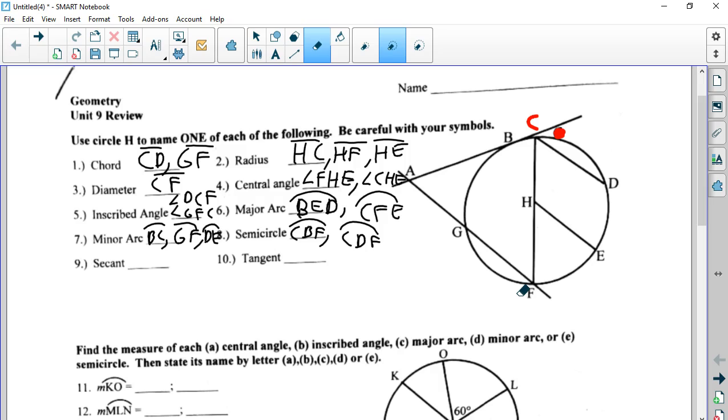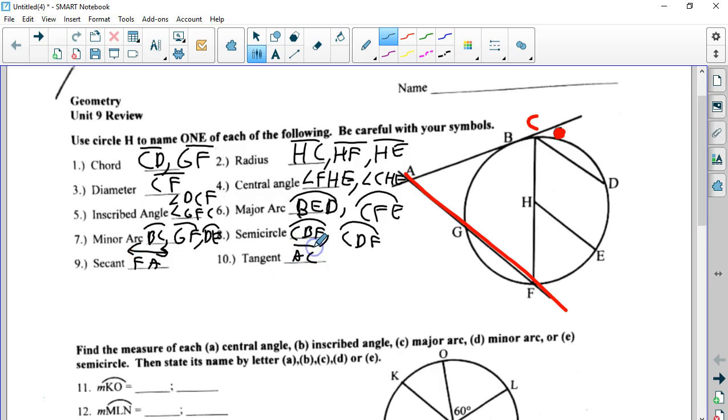A secant. A secant goes through the circle. So the only one we really have here is that one right there. And you only need two letters for that. So FA. And since it's going on forever, make sure you put arrows on that border. And then the tangent is going to be AC. And since this is going on forever, you can put arrows there. All right?